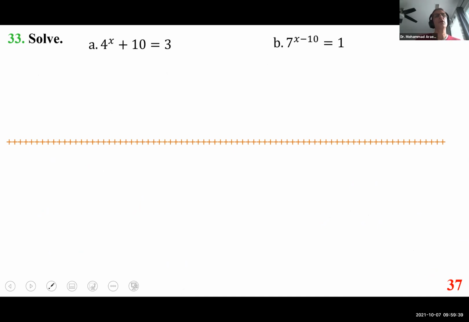We want to solve these equations. The first one is to move the 10. 4 to the power of x is negative 7. It can't be, just like the question we dealt with regarding e to the power of x, and that creates no solutions.